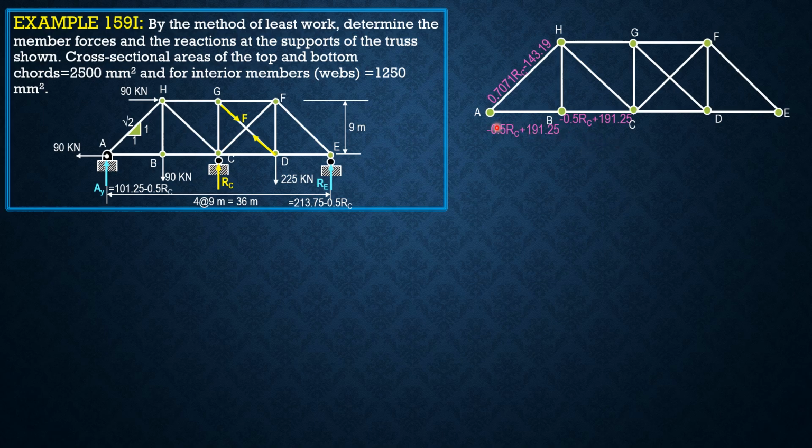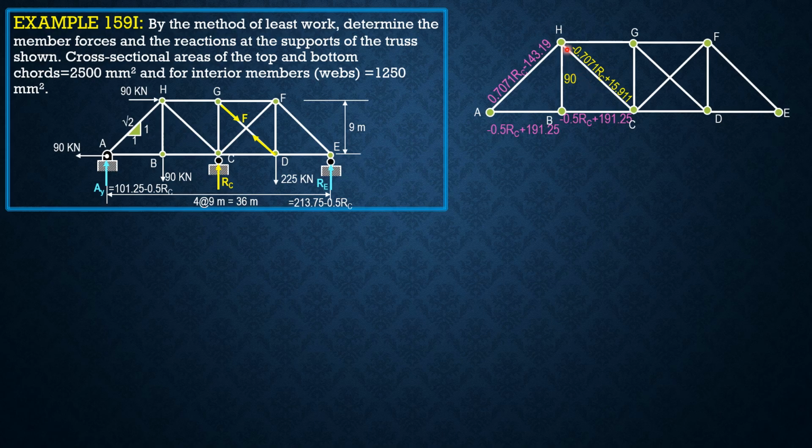Then because AB and BC are equal from the FBD at B, this is also negative 0.5 R sub C plus 191.25. And summation of forces Y, that's 90 kilonewtons. And it's not a function of R sub C, though it is still required because we are asked to determine the member forces and the reactions at the supports. Then we proceed to joint H.